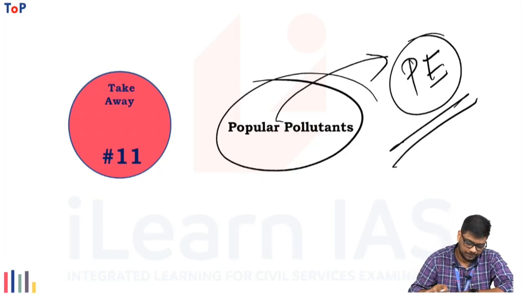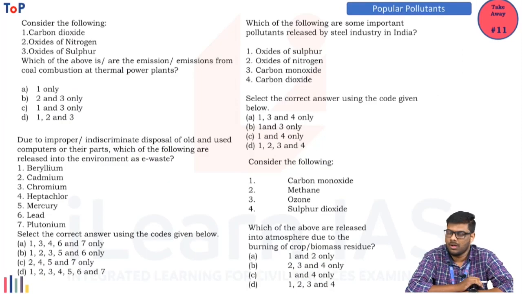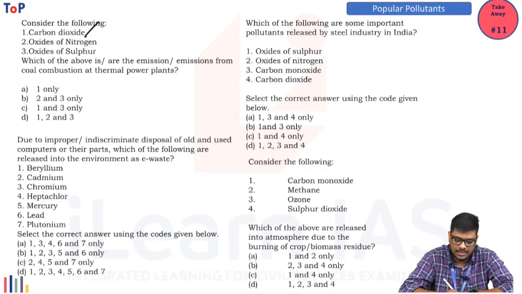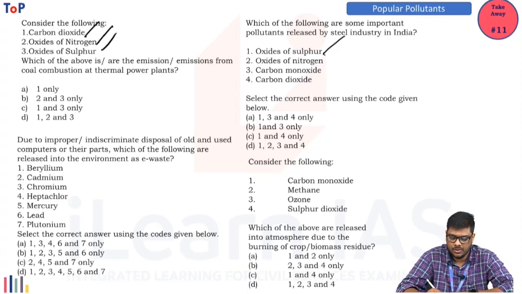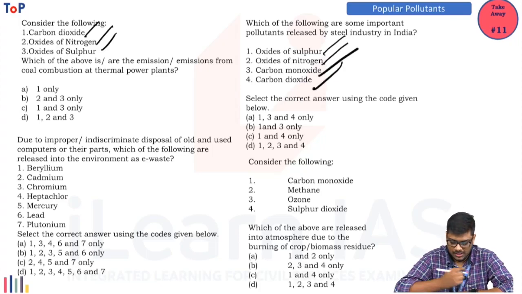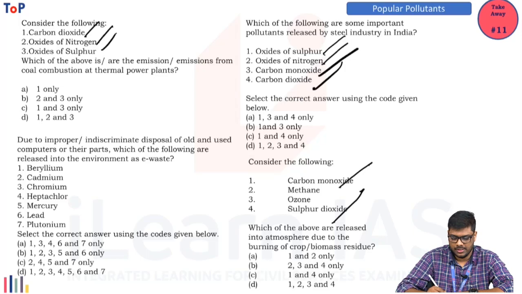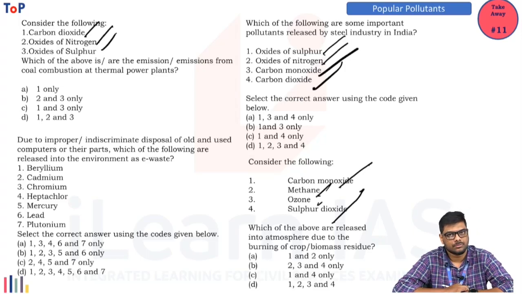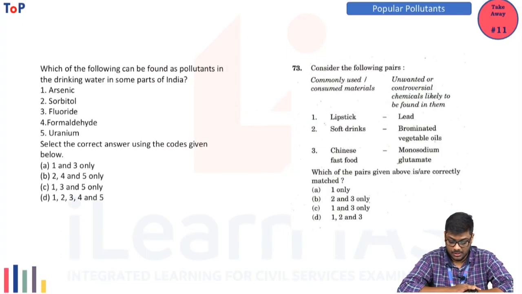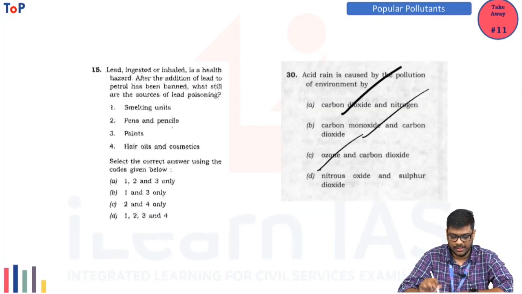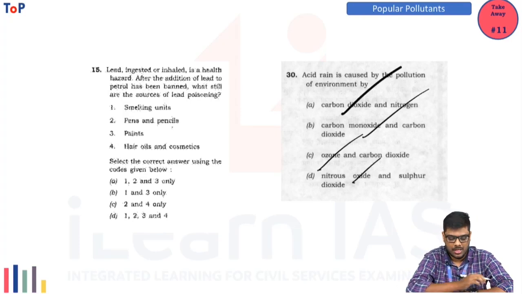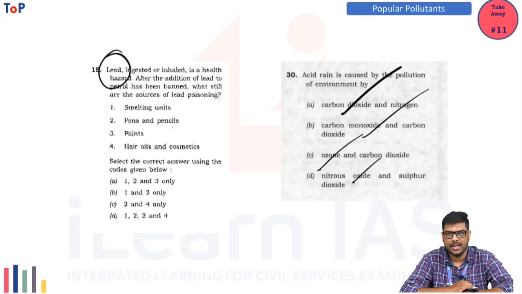Let me show how. These are the questions. Look at the options: carbon dioxide, nitrogen dioxide, sulfur dioxide, or simply oxides. Here also sulfur dioxide, nitrogen dioxide, carbon monoxide, carbon dioxide. Here also carbon monoxide, sulfur dioxide, extra methane and ozone. Here in this question, carbon dioxide, carbon monoxide, ozone and nitrogen oxide. Here we have lead in this question.